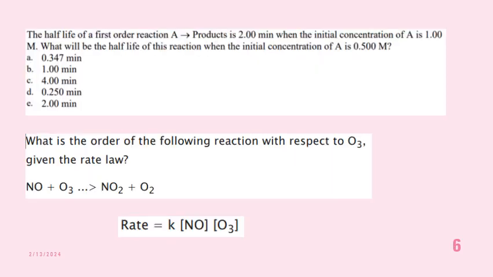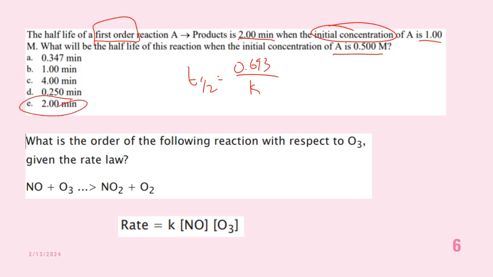All right. The next question is, the half-life of a first order reaction A gives product is 2 minutes. When the initial concentration of A is 1 molar, what will be the half-life of this reaction when the initial concentration of A is 0.5 molar? Since it is first order, I don't have to worry about any numbers here. First order, we know half-life equals 0.693 divided by k. It does not depend upon the initial concentration of the reactant. So the half-life is going to be the same. So I will just mark 2 minutes.